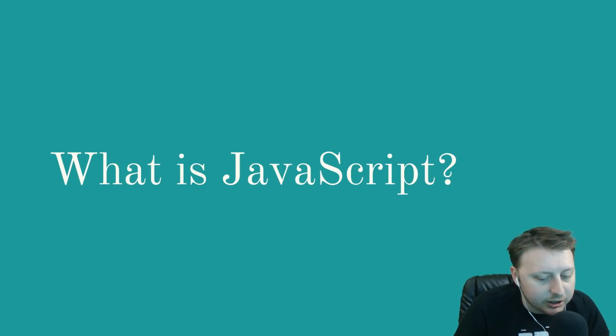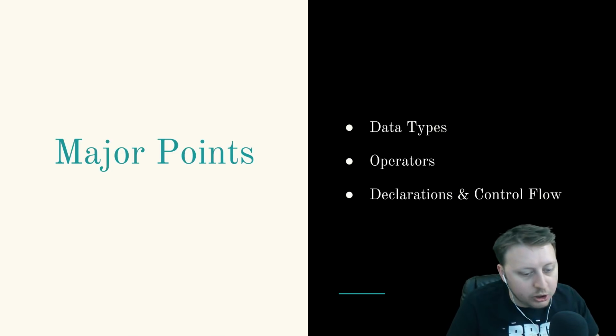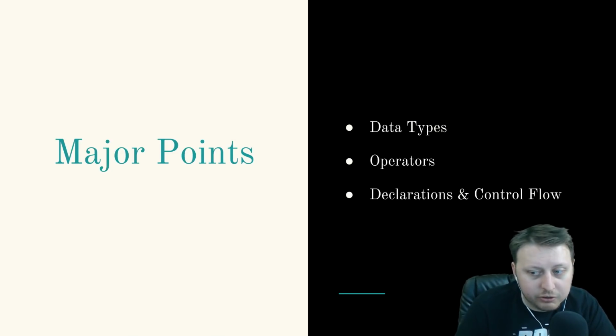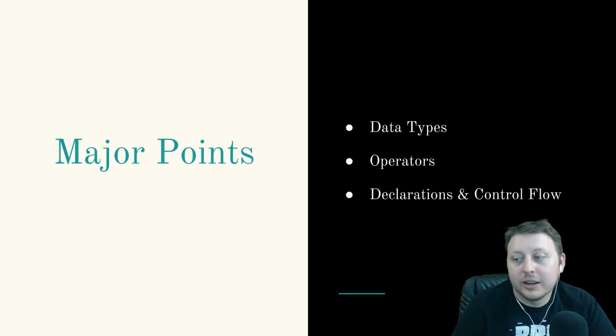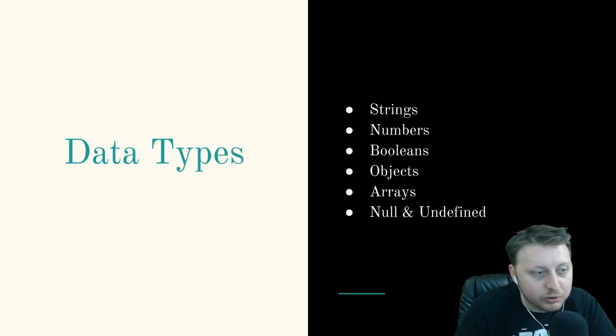So what are we going to be covering here? What are the major points? Well, we're going to be talking about the data types in JavaScript, sort of give some examples, some of the methods that stand out that are definitely important for you to know. We're also going to be talking about operators, and declarations and control flow. And we're going to be talking real quick a little bit about each one of these sections and what they're going to consist of.